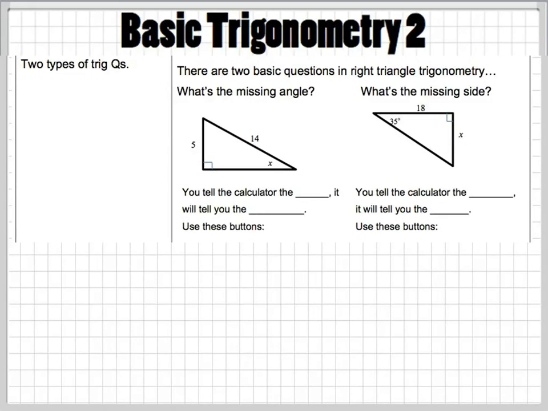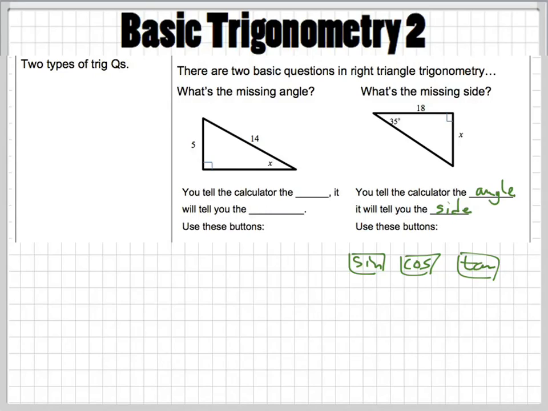Okay, now on to the next thing. There are different types of questions that you could answer, and so far we've answered one type of question, and that's this question right here. In this type of question, you tell the calculator the angle, and it gives you the ratio, or the variable. I should say the side. Yeah, side is better. Sorry, not ratio. Okay, and you use these buttons. Use the sine button, the cosine button, and the tangent button.